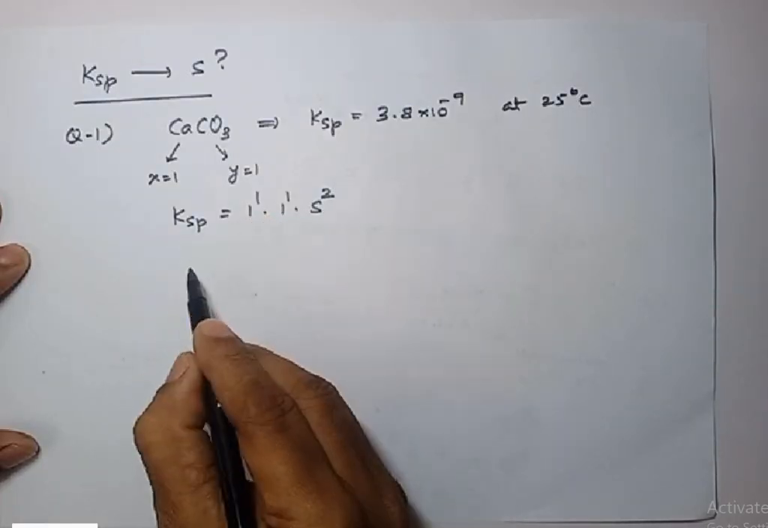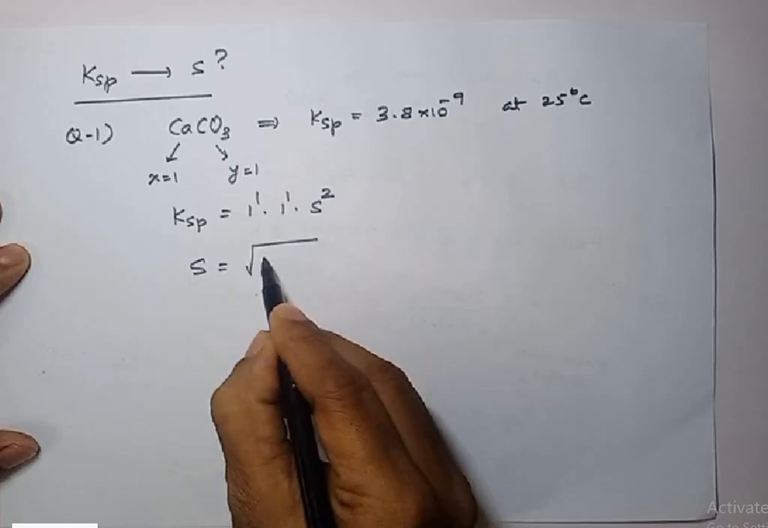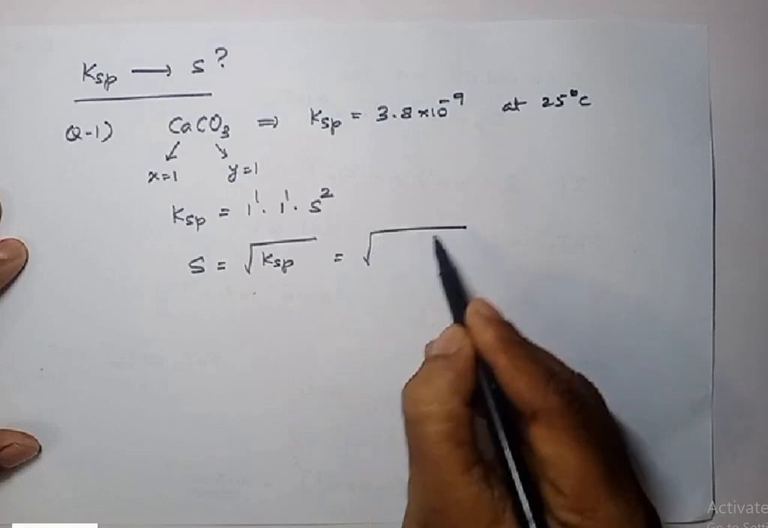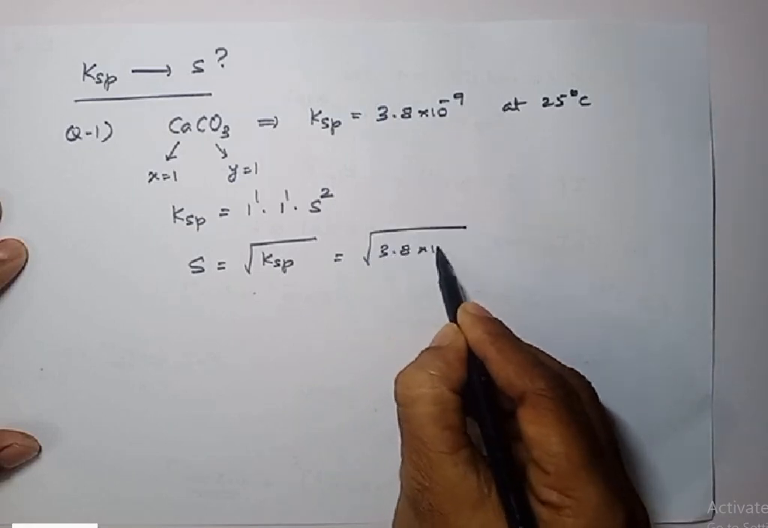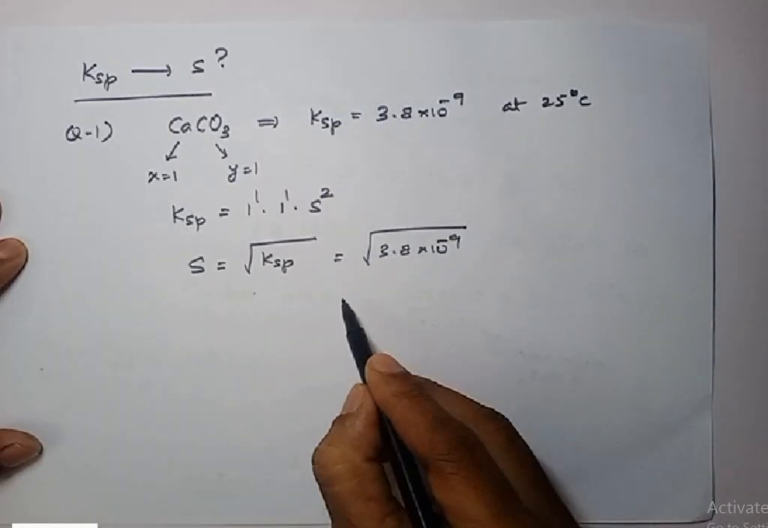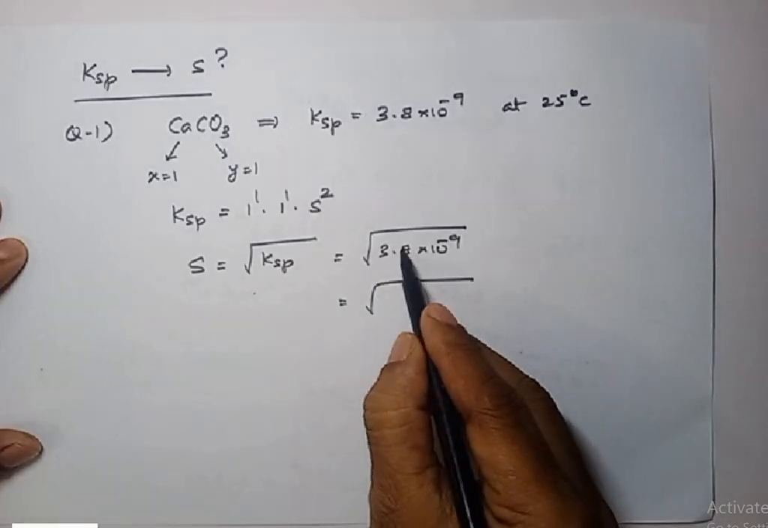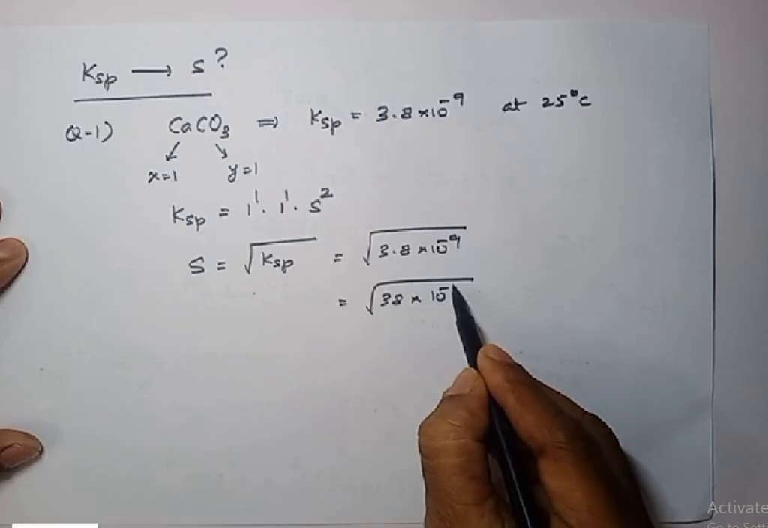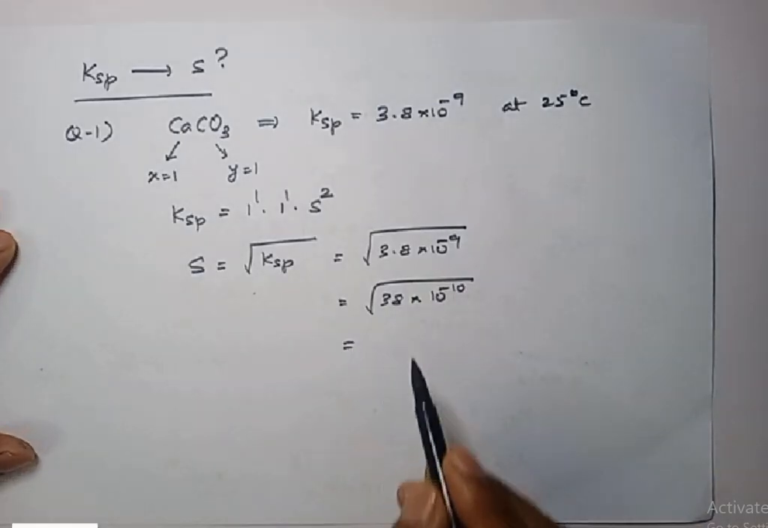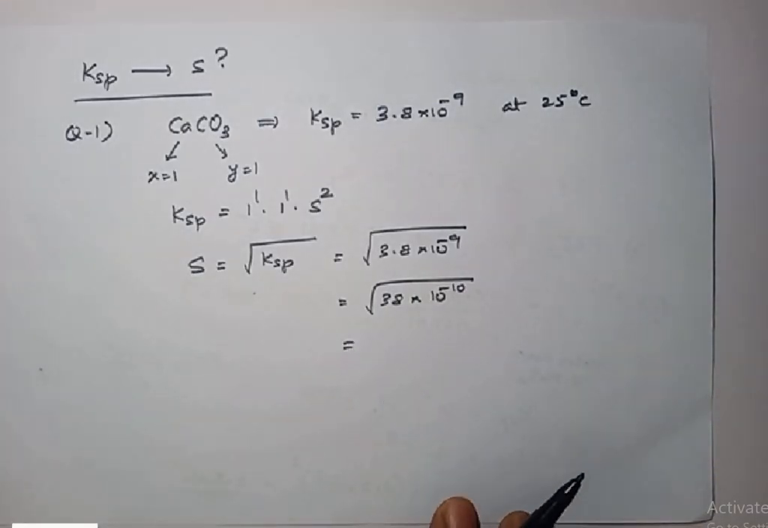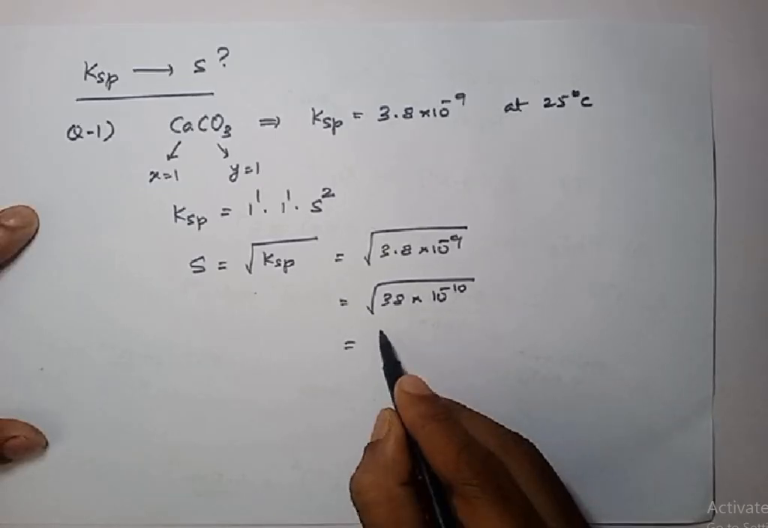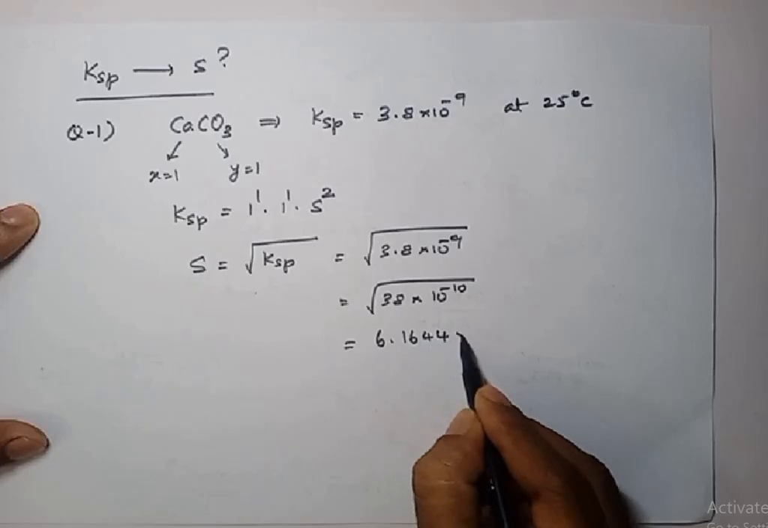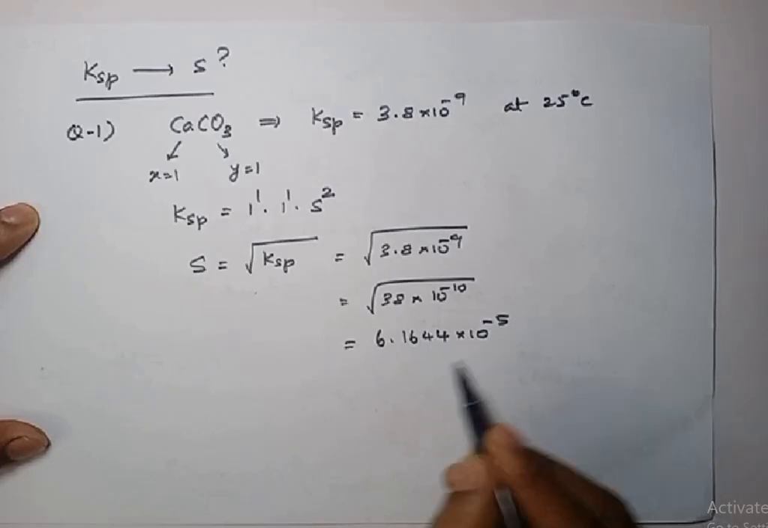Ksp equal to s square, or s is equal to the square root of the solubility product constant. Which is equal to the square root of 3.8 into 10 to the power minus 9. Or I can write this as, multiply by 10 and divide by 10, so I get 10 power minus 9 here: square root of 38 into 10 power minus 10, which gives me 6.1644 into 10 to the power minus 5.